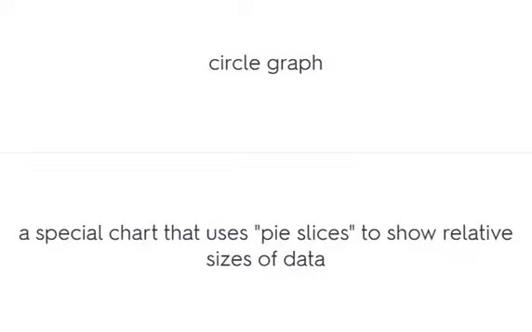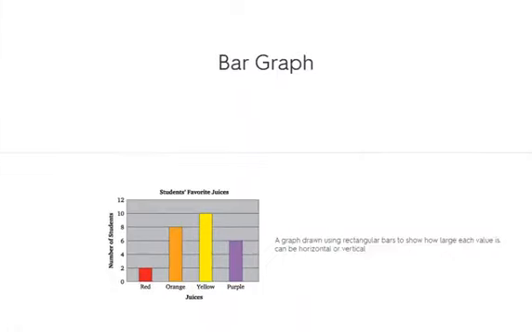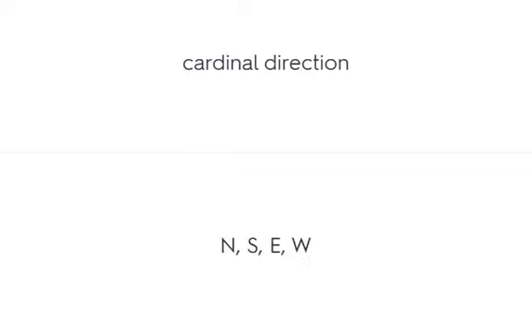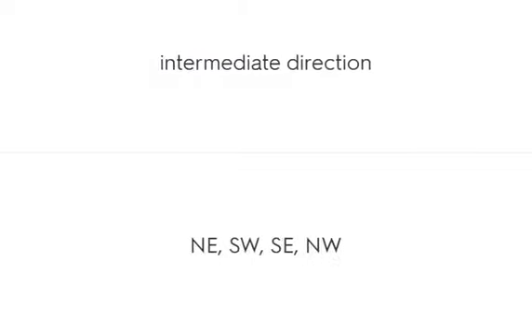Circle graph. A special chart that uses pie slices to show relative sizes of data. Bar graph. A graph drawn using rectangular bars to show how large each value is, can be horizontal or vertical. Cardinal direction. N, S, E, W. Intermediate direction. N, W, S, W, say, N, W.